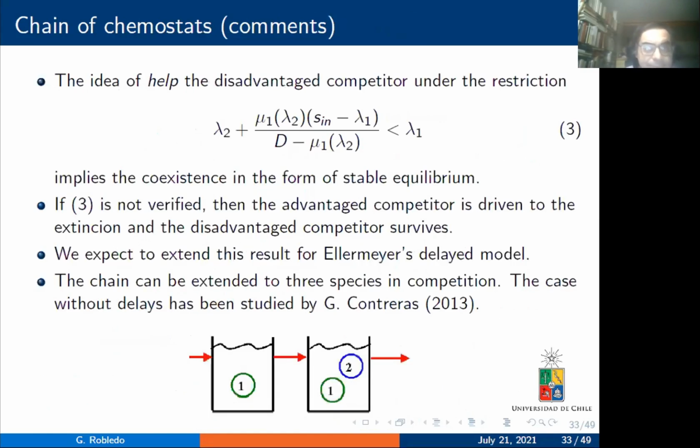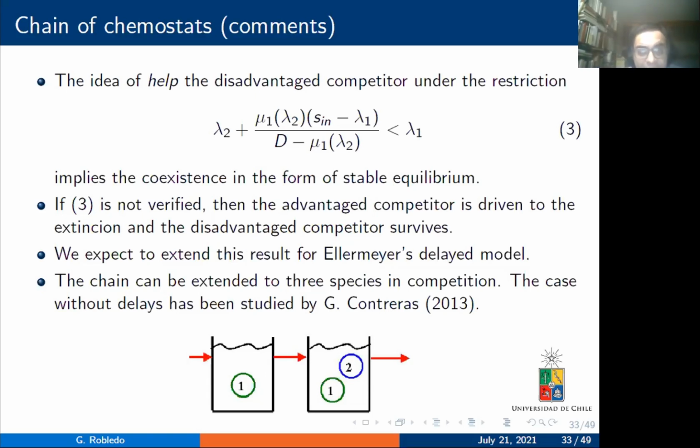Summarizing, the idea of helping the disadvantaged competitor under this restriction will imply the coexistence of two species in competition in the form of a stable equilibrium. If this inequality is not verified, then the previously advantaged competitor will be driven to extinction, and the previously disadvantaged competitor will be the unique survivor.